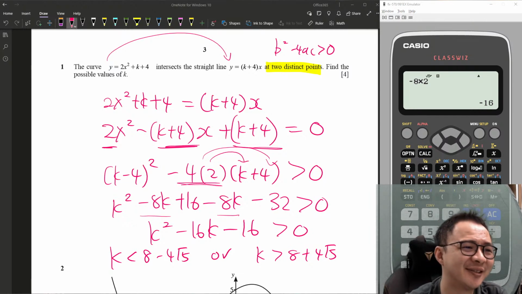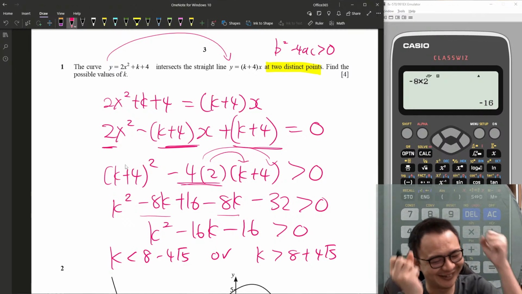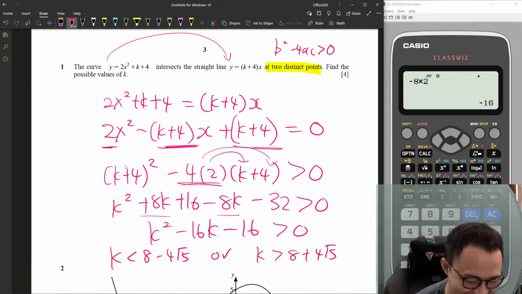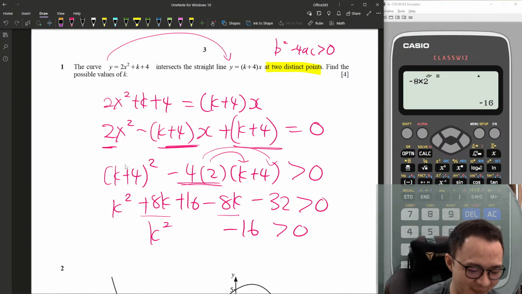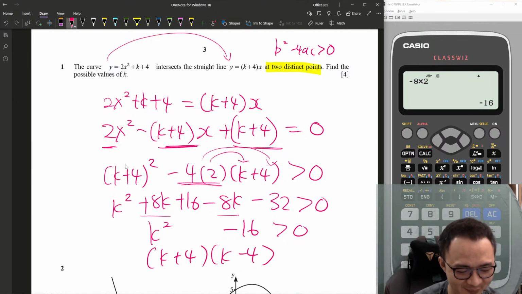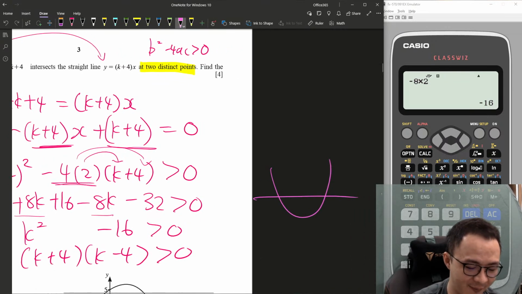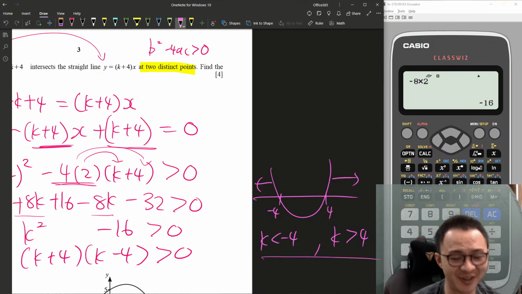Oh, this is k plus 4. So this one will be 8k, so the k term cancels, and we have k squared minus 4 squared. So this is (k plus 4)(k minus 4) bigger than 0. This is a quadratic inequality, so the critical values are 4 and negative 4. Since it's bigger than 0, we go in these two directions: k must be bigger than 4 and k must be less than negative 4. Okay, this should be the final answer.